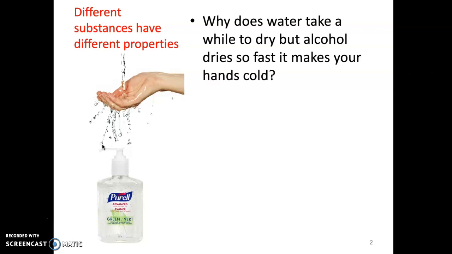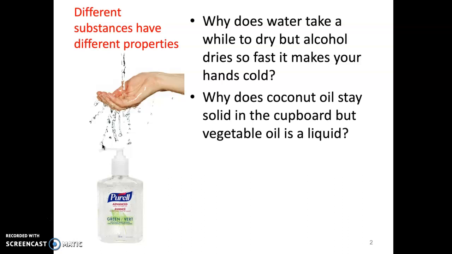So hopefully this isn't a surprise to you that different substances have different properties. Okay, and here's some examples of what I mean by that. Water takes a long time to dry. If you get your hands wet with water and you don't dry them off, it will take them a while to dry on their own. Whereas alcohol, like what you find in hand sanitizer, dries so fast that it makes your hands cold. Okay, that's a difference in properties between water and alcohol.